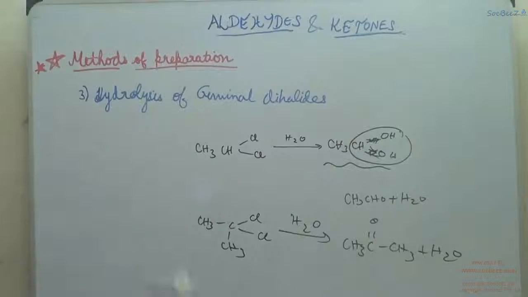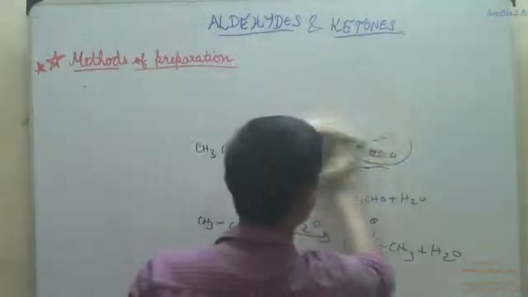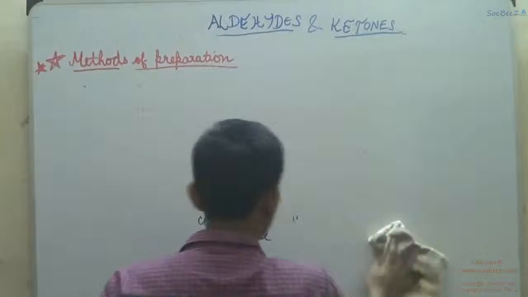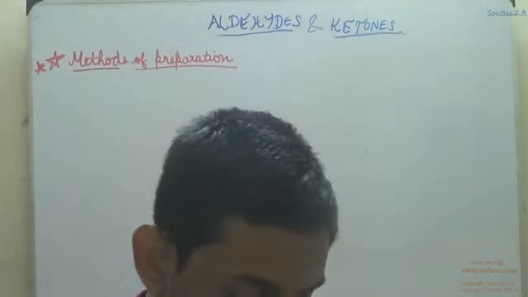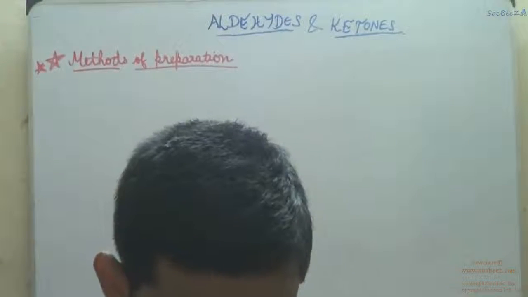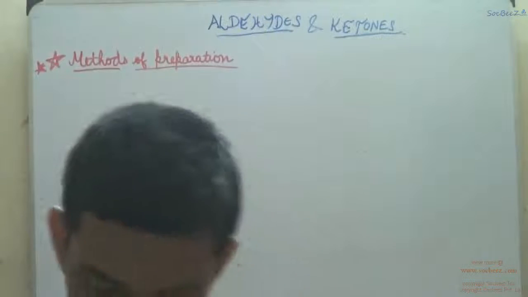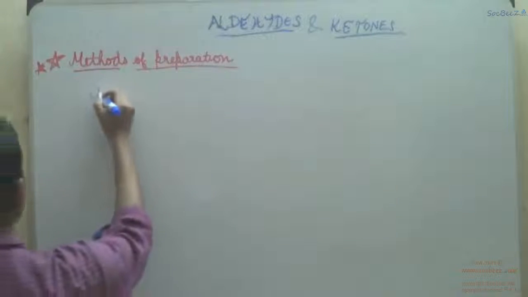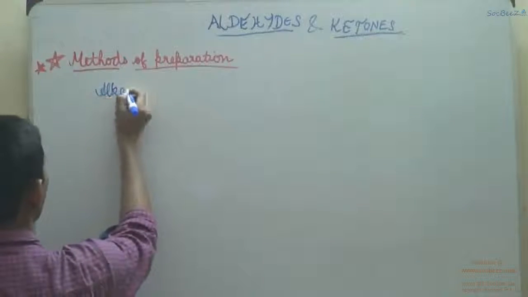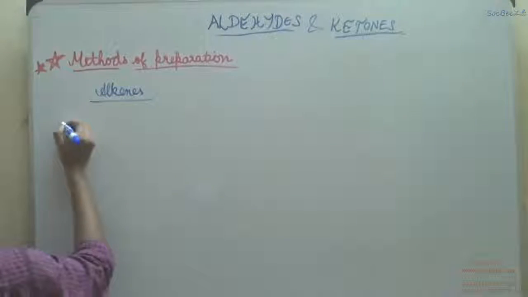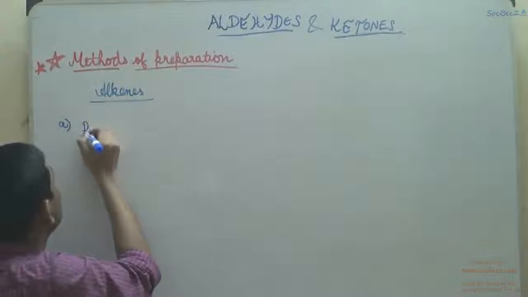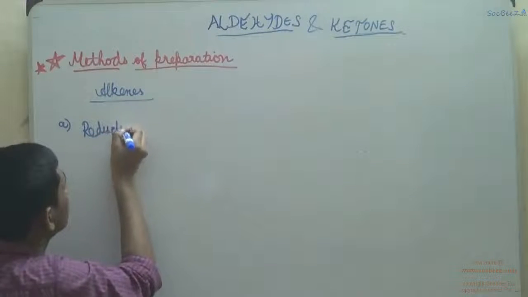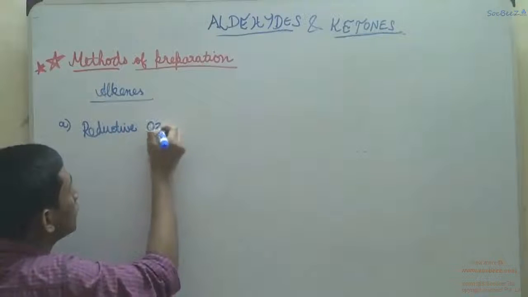Now we'll do a brief revision of what we learned to prepare carbonyl compounds from alkenes. So how did we make it from alkenes? Let's again do a brief revision. Here, from alkenes, first you do reductive ozonolysis.